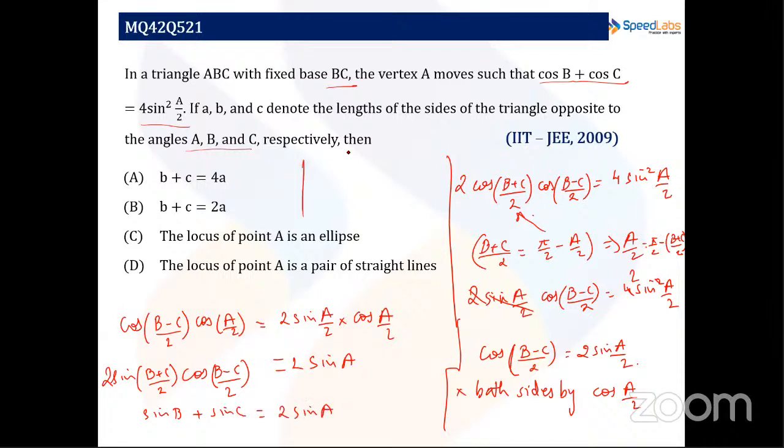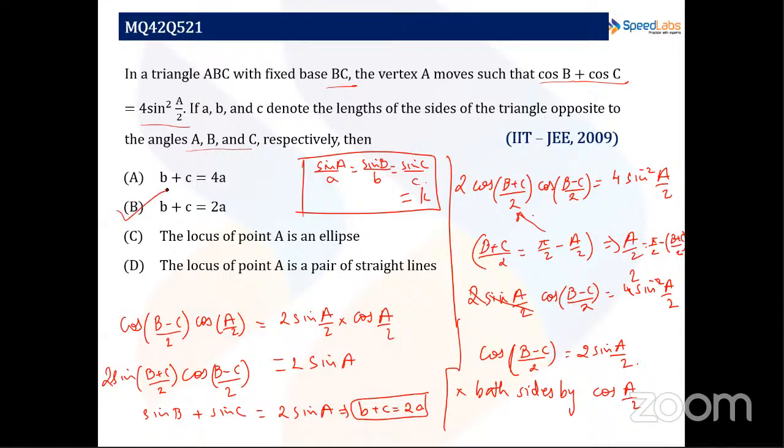From the sine formula or Lami's theorem, sin A upon a equals sin B upon b equals sin C upon c. So we can see that b plus c will be equal to 2a. You can put it equal to K. So sin B will be Kb, sin C will be Kc, and sin A will be Ka, and K will get cancelled out. So you will get b plus c equals 2a. So this is our correct option.